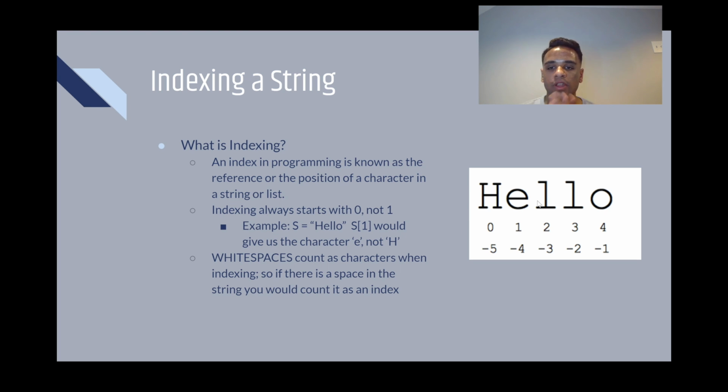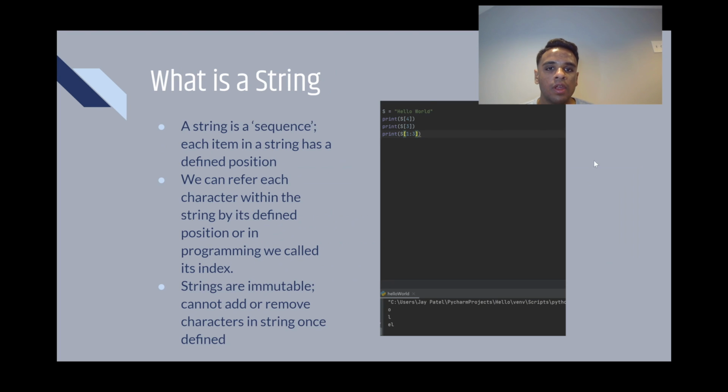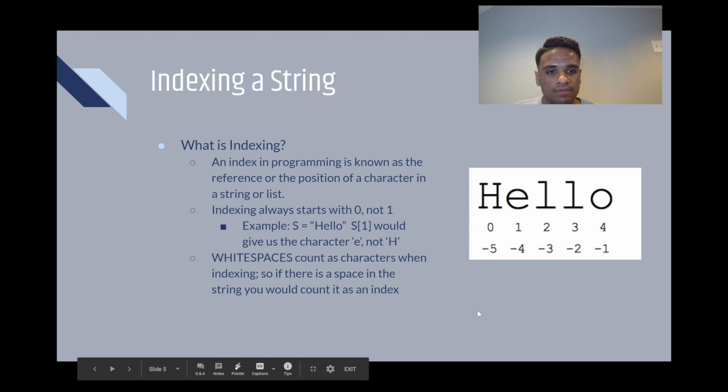Another thing I'd like to point out here is white spaces, right? White spaces always count as characters. So if you see a space, let's go to the previous slide again. If you see a space in between the two words, we count this as an index. So this will be index 4 at O, but this one is going to be index 5. The space counts as index 5, and the W counts as index 6. So always count white spaces as a character. So that will bring us to the end of indexing. Let's go to the next slide.